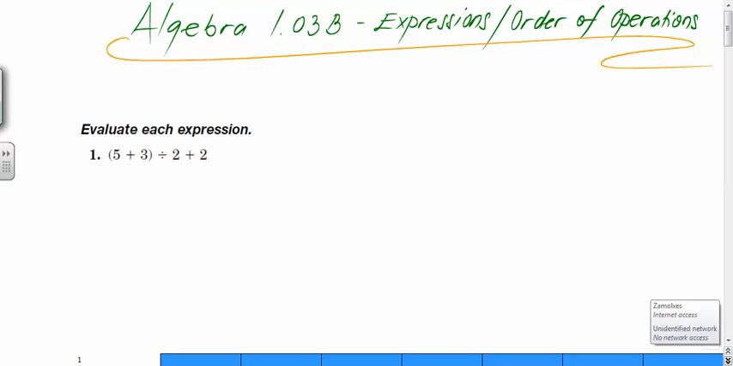We're still working on the expressions and the order of operations lesson. Let's do a few more problems. Evaluate each expression. Problem number 1. What could be done?